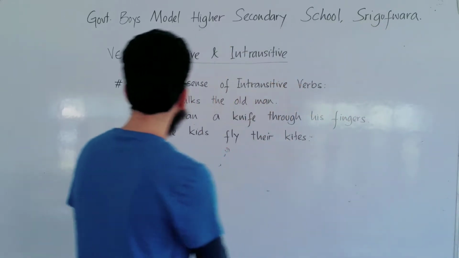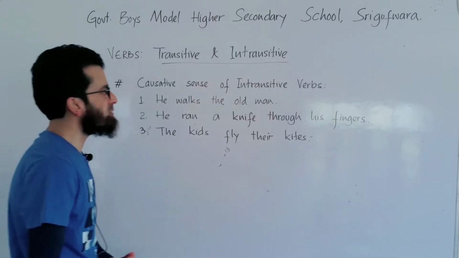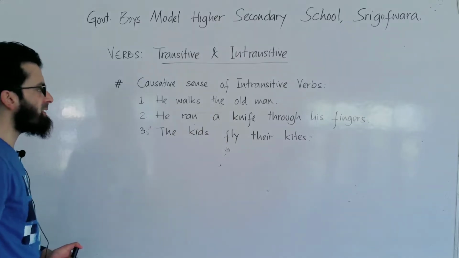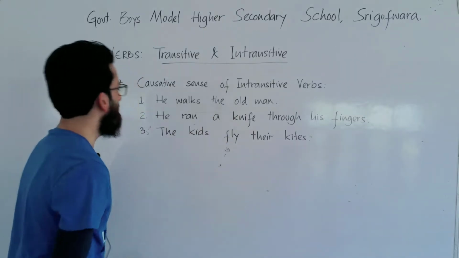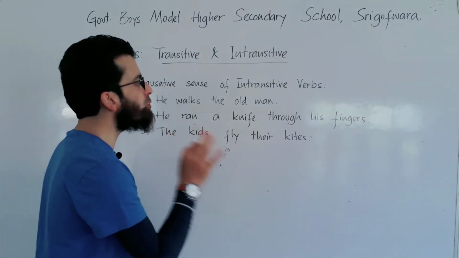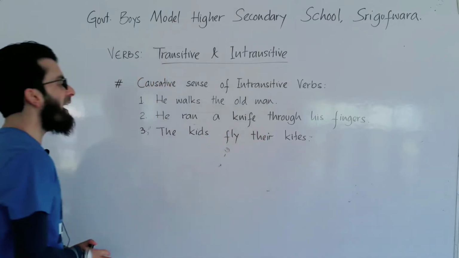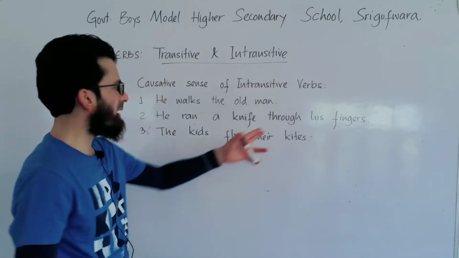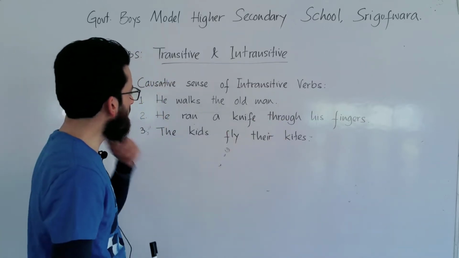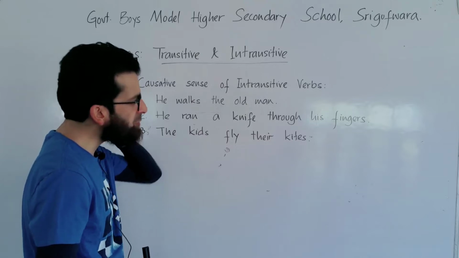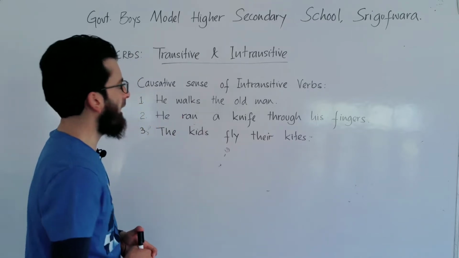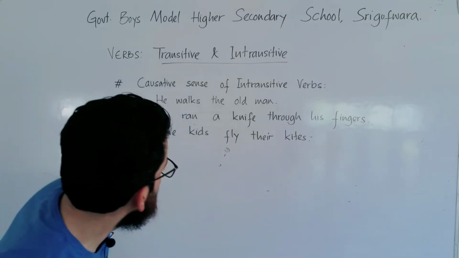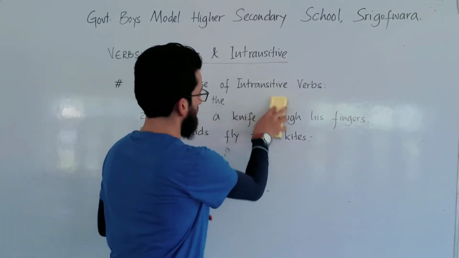So let's understand. Okay, causative sense of intransitive verbs. I have written three simple sentences. He walks the old man. He ran a knife through his fingers. The kids fly their kites. Okay, or the best example will be, sorry, here we can say, okay, it is good.